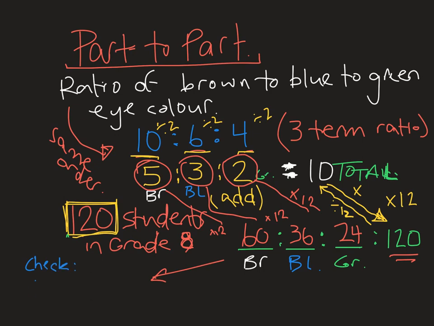Okay, 60 plus 36 plus 24. So 60 plus 30 is 90, plus another 20 is 110. And I know I've got a 6 and a 4, so 6 plus 4 is 10, so I got 120, okay? Instead of having to do that on the calculator, you can sort of chunk it out, do it in your head, and we're moving on.